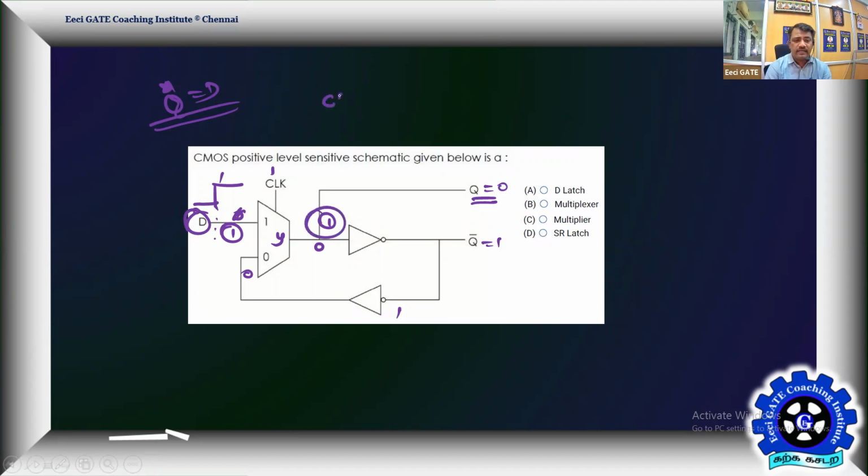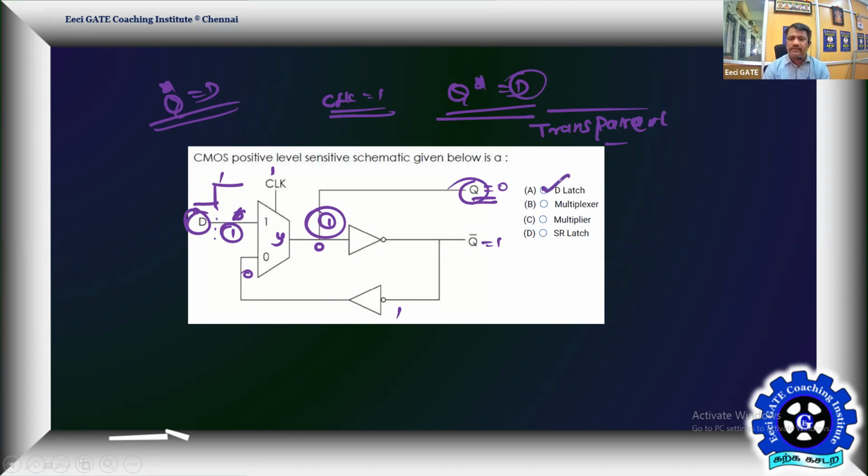Whenever the clock is in the enabled condition, that means the D latch is enabled, the next state simply follows your D. So now the latch is transparent. We call it the latch is transparent. That's the basics of a D latch. Latch is transparent means whatever change happens in D will be reflected in Q. Yes, that's a fundamental of a gated D latch. So strongly we can conclude the answer is option A. A simple 2 marks question on a D latch.